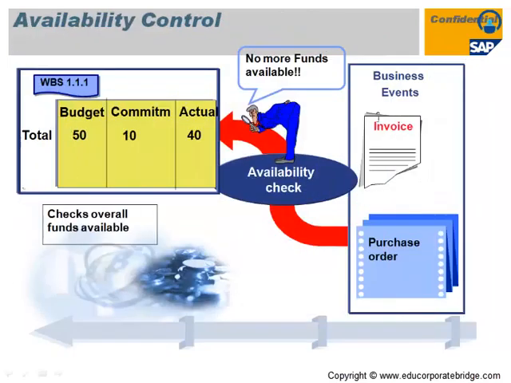This is typically the availability check on the project. So my budget is 50, my commitment is 10, and actual is 40. So almost no funds are available on that particular WBS, because 10 plus 40 is 50, which is my assigned. So the purchase order is nothing but a commitment, and the actuals are nothing but the goods receipt and the service entry sheets.